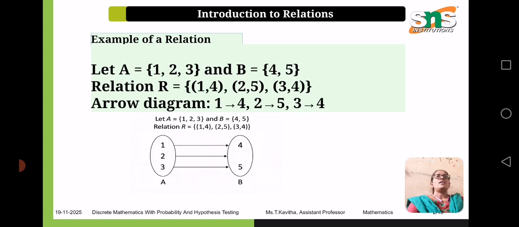Examples of a relation. Let A equal {1, 2, 3} and B equal {4, 5}. A has 3 elements and B has 2 elements. Now we define R equal to {(1, 4), (2, 5), (3, 4)}. The arrow diagram: image of 1 is 4, image of 2 is 5 and image of 3 is 4. 1 and 3 have the same image 4, and 2 has the image 5. This is the arrow diagram from {1, 2, 3} to {4, 5}. A is the domain, B is the codomain. Relation R is defined as {(1, 4), (2, 5), (3, 4)}.